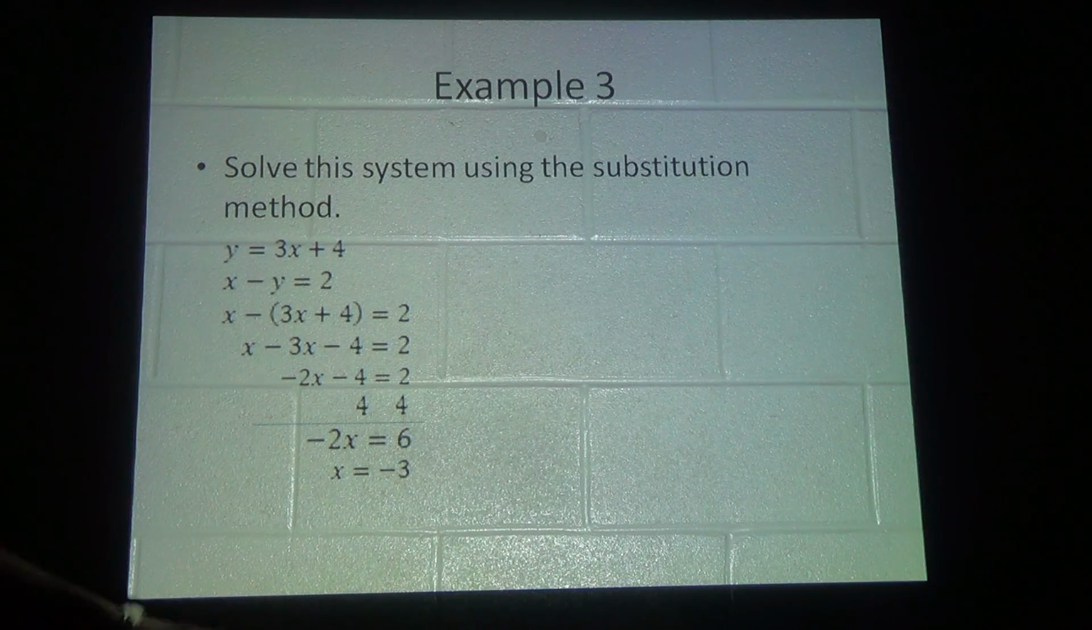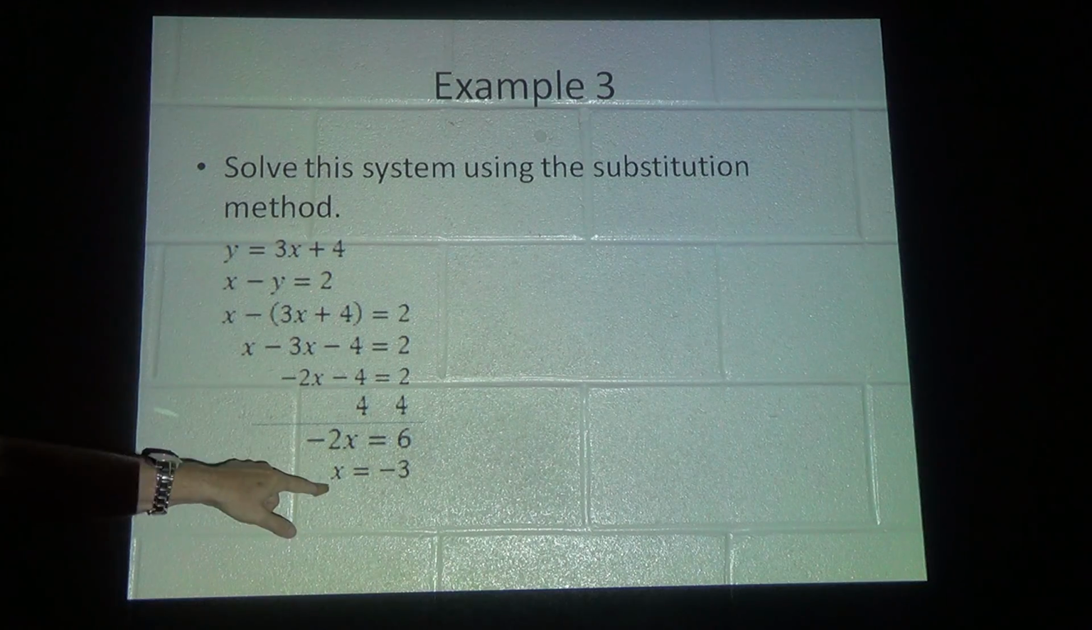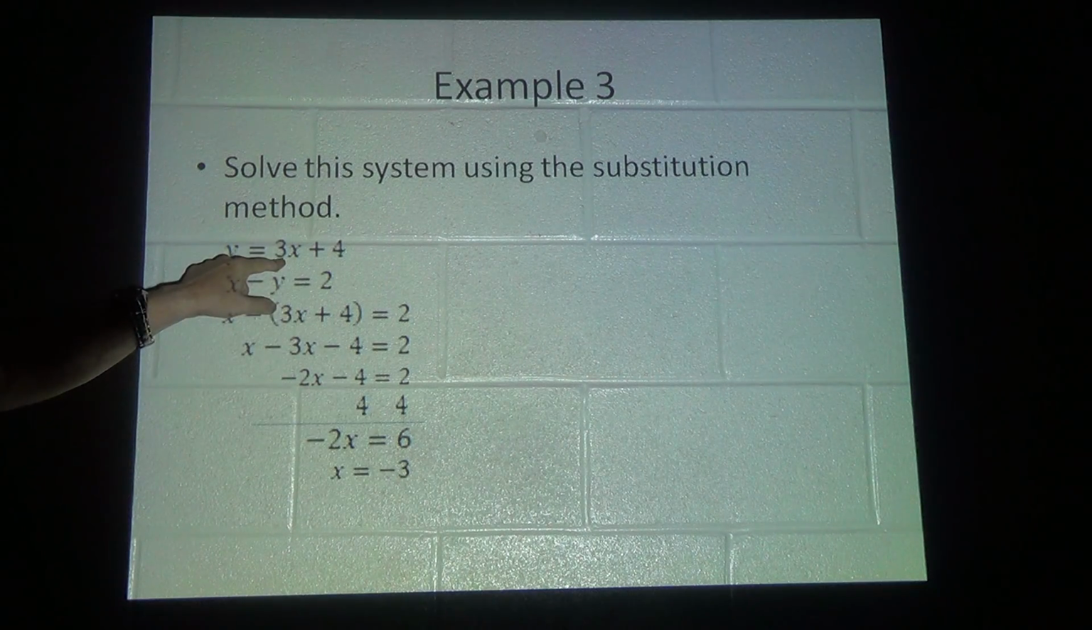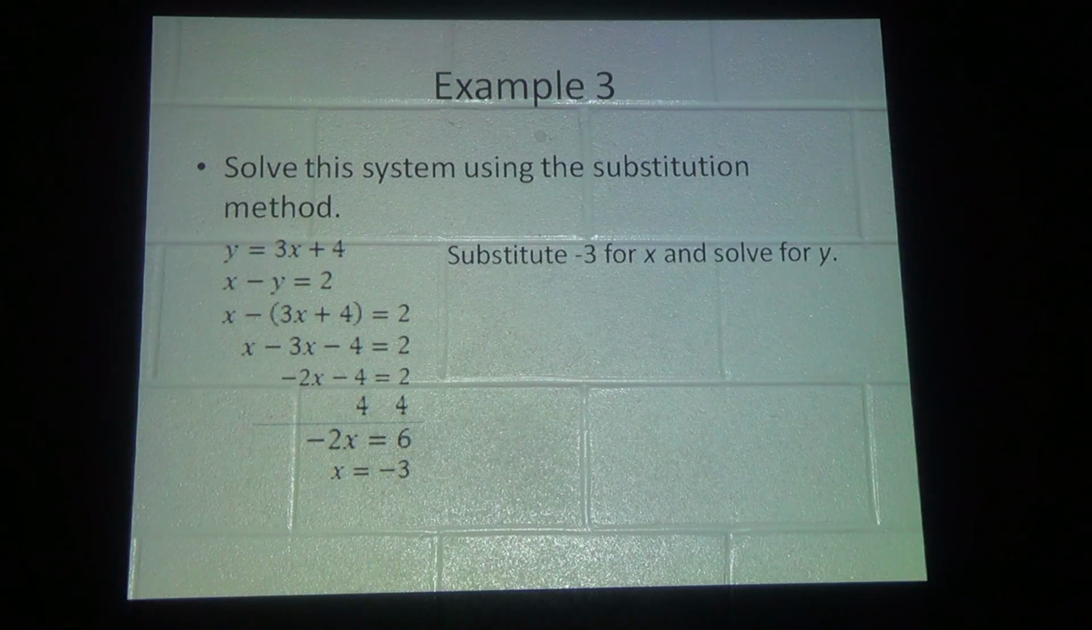Okay? Now what we're going to do at this point, since we used this equation to solve for x, we're going to take the negative 3, put it back in the other equation for x. Okay, so we substitute negative 3 for x and solve for y. Okay, so when we put negative 3 in here, this is what we get. We get y is equal to 3 times negative 3 plus 4.